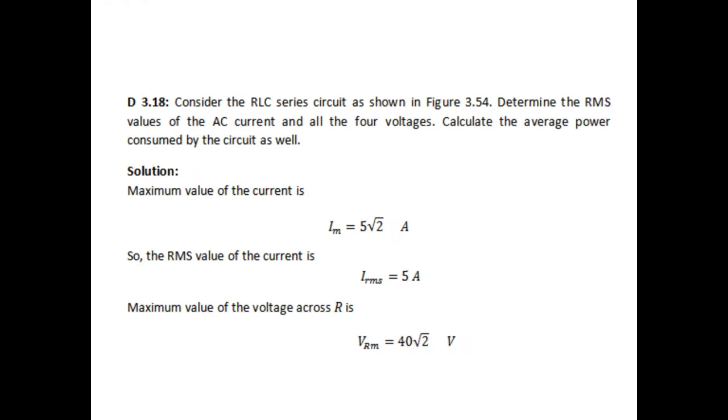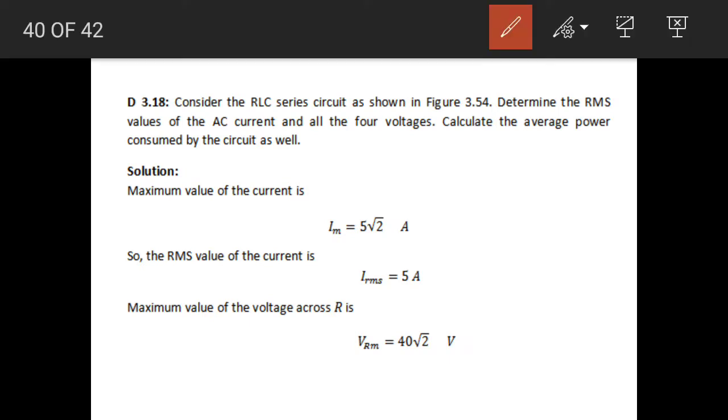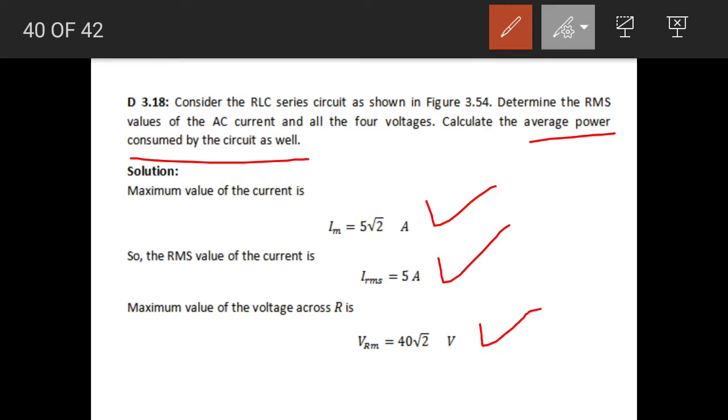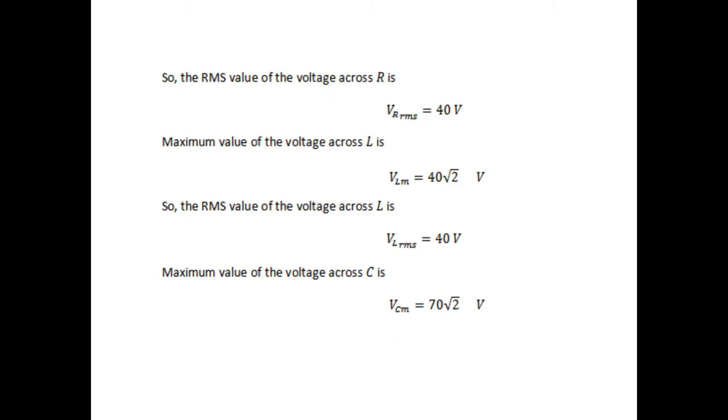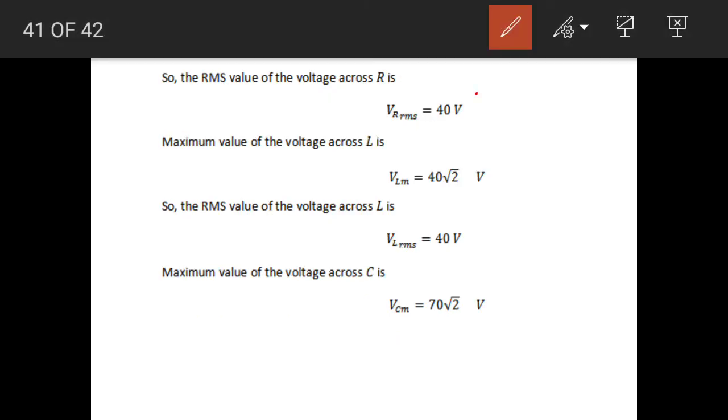We repeat the previous numerical example, and we calculate the RMS values of the current and all the 4 voltages, and we calculate the average power consumed by the entire circuit as well. Here is the maximum value of the current, so the RMS value of the current will be 5 ampere. Here is the maximum value of the voltage across the resistor, so the RMS value of the voltage across the resistor will be 40 volt.